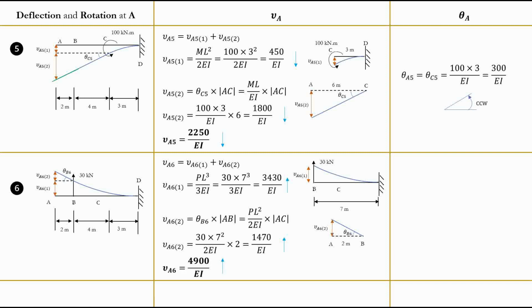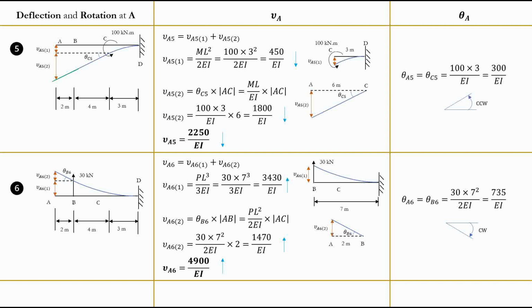For rotation, again, it's pretty clear from what we did before. The rotation at this point is the same as at this point, which is theta B6. We already found theta B6 right here. So just rewrite this here, you will get 735. And in this case, we have a clockwise deflection. Why? Because as you can see from here, if this is our normal beam, it's deflecting like that, which is clockwise.